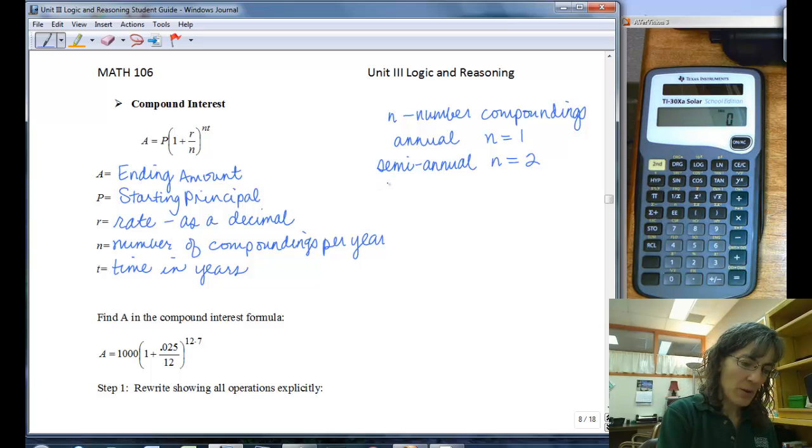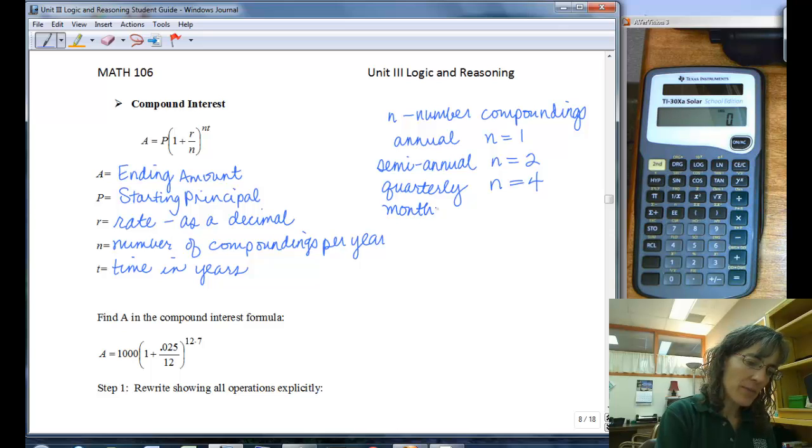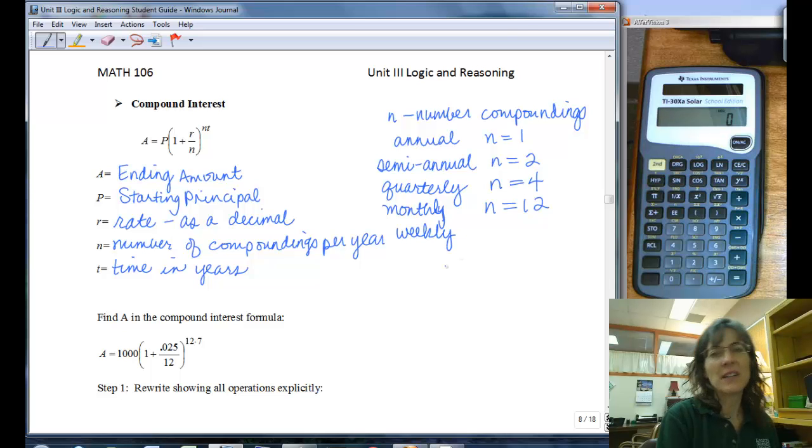Then we have quarterly. And you can ask how many quarters are in a year, and that would be 4 quarters, so N would be 4. And then you might have monthly. Monthly, and how many months are in a year? That will be 12. And you might have weekly. This is a little less usual, but weekly, there are 52 weeks in a year, so that would be 52.